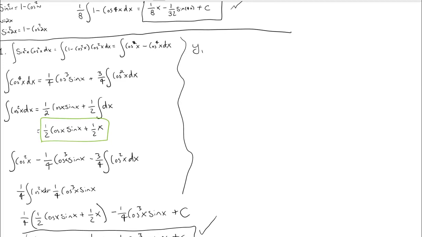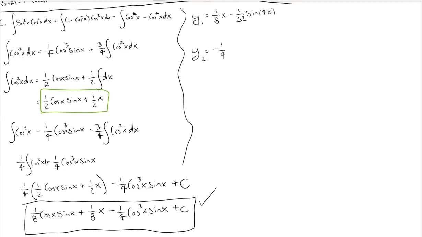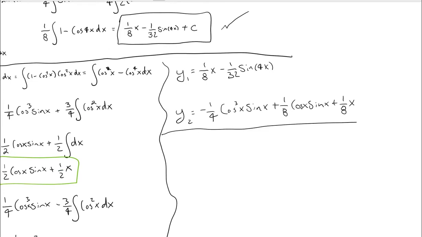We could define two functions, say y1 is equal to our first solution, 1/8 of x minus 1/32 sine 4x, and we won't worry about the plus c for now, and we'll say y2 is equal to our other equation, and I'll just write it in a slightly different manner, sine of x plus 1/8 cosine of x sine of x, and this will be plus 1/8 of x, and once again I won't worry about the c. And now we could plug in a couple of values just to see if these are the same thing.